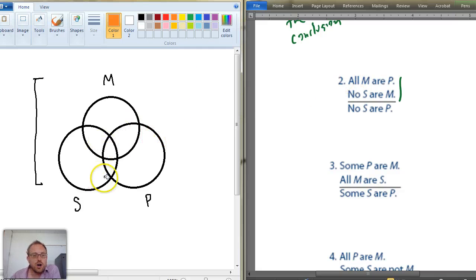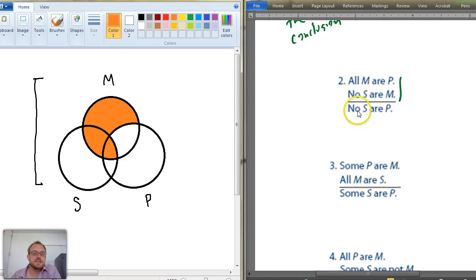Now, if all of the M's are P's, then that means this spot and this spot need to get filled in, right? Because that means that all of the M's are here and they're also P's. Okay, so that's the first premise. Let's diagram the second. No S are M. If none of the S's are M's, that means, remember, we would fill in our little football shape. Since half of the football shape is already filled, we're only going to place some fill right there. Now, that means the diagram is complete.